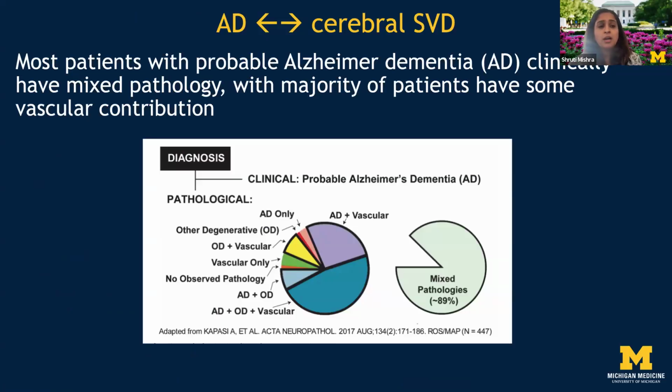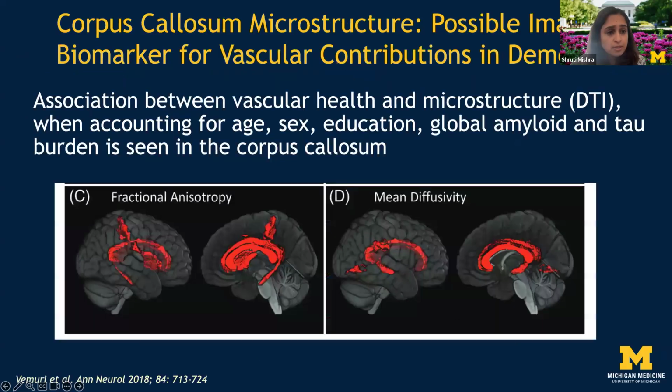Importantly, we know that most patients with probable Alzheimer's dementia, from a clinical standpoint, have mixed pathology when they reach autopsy, with the majority of patients having some vascular contribution. So in this study, in patients who had probable AD, the vast majority had mixed pathology, with vascular being a component in the majority of these patients. Here, other OD represented other degenerative components, which could have represented presence of Lewy bodies, TDP-43, or hippocampal sclerosis.